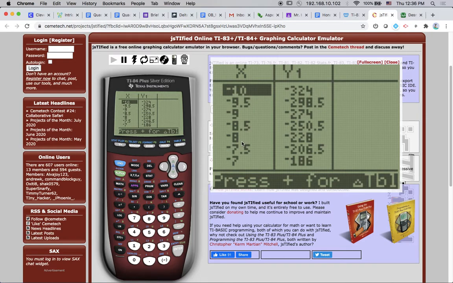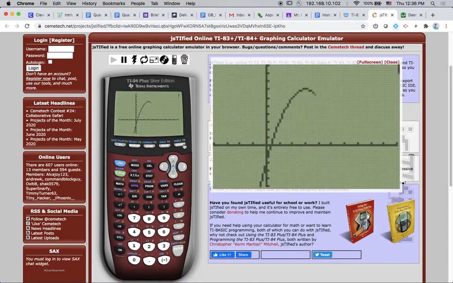So that was a quick tutorial on how to adjust your window settings to better accommodate a graph depending on the kind of graph that it is. And that's a big part of what we'll be doing this year, really thinking deeply about what data tells us and what patterns it reveals.